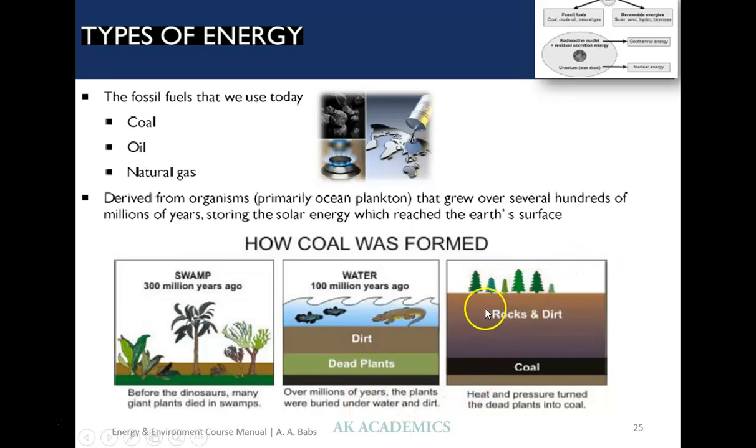Then again, you can see we have a forest here. Here you can see we have rocks and depth, and we have coal right at the bottom. So heat and pressure turn the dead plants into coal. So what you will find is that plants died in swamps, those plants were buried underwater, and then heat and pressure turned the dead plants into coal. These are processes that are several hundreds of millions of years old.